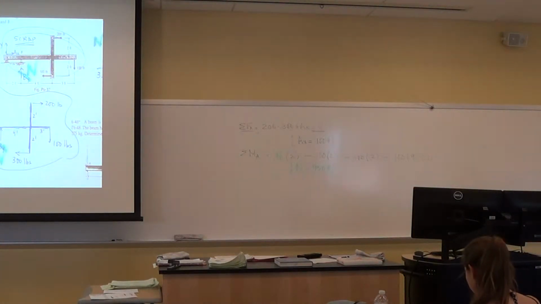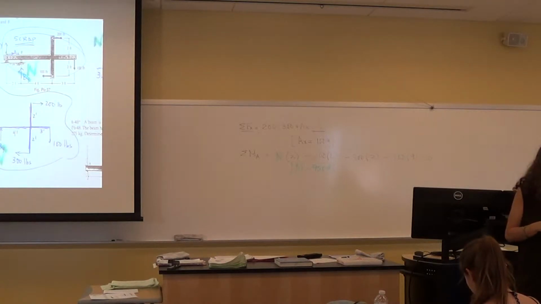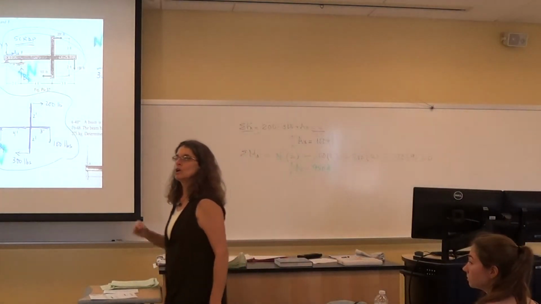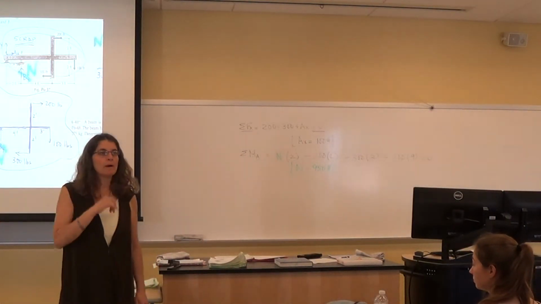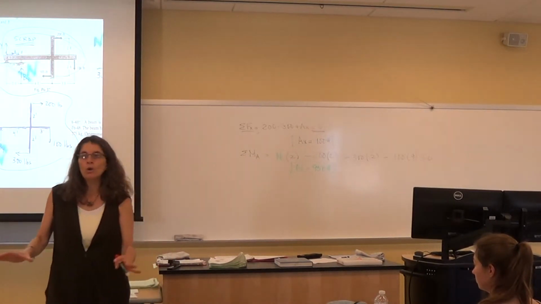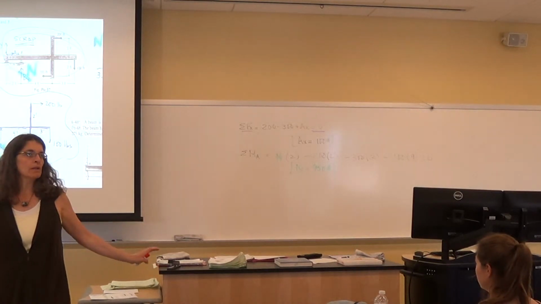So with compression, are we being negative? No, it's not going to be negative. Compression is always pointing towards the body. So you should still get a positive, because you know the direction. You know that normal goes towards the body, you know tension goes away from the body, and you know that weight goes down. So you know you picked the right direction. If you get a negative, you made a mathematical error.